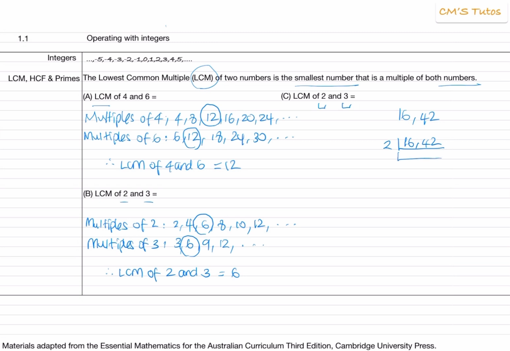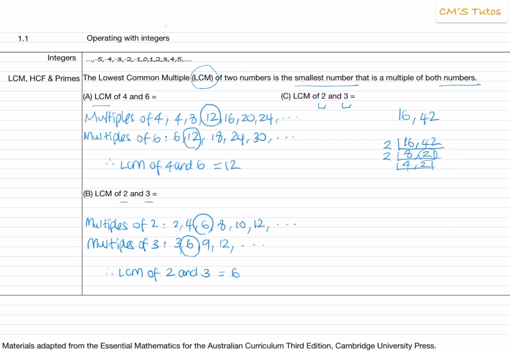For this one, we get 8, and 21. Okay, and let's see if we can try dividing with 2 again. Sorry, so we get 4 and 21. And this number is still not divisible, but it's okay, we're going to copy that.